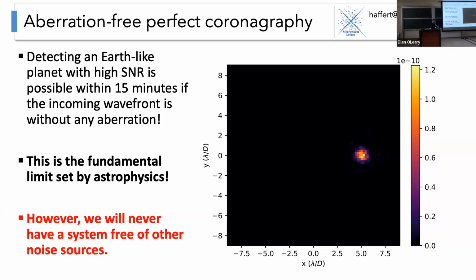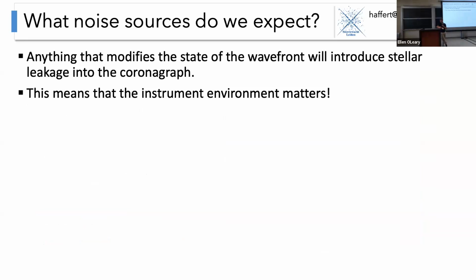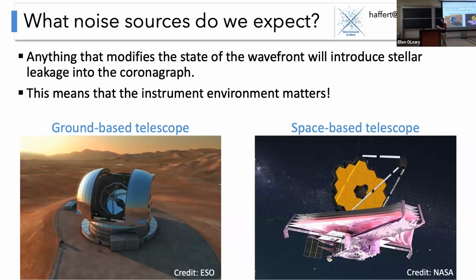However, we will never have a perfect system, of course. So we need to do our best to make it as perfect as possible. So what are the sources of error? Well, this week we already talked a little bit about aberrations. So anything that modifies the state of the wavefront will introduce a stellar leakage into the coronagraph. And that means that the instrument environment matters. So we can talk about different types of telescope: you have ground-based and space-based telescopes, which, of course, have different environments that they work in.